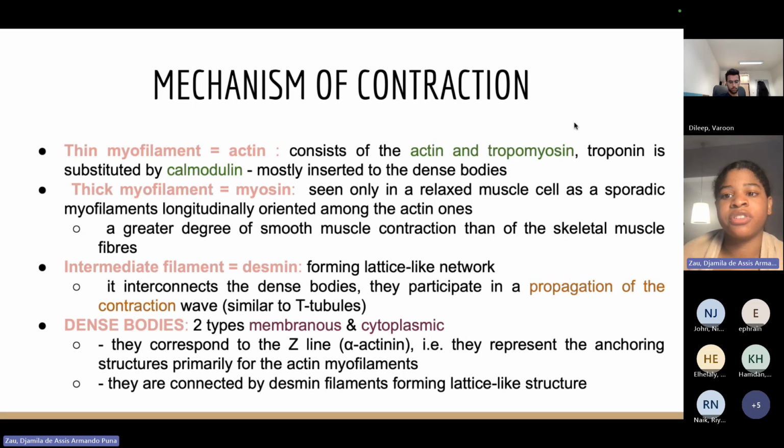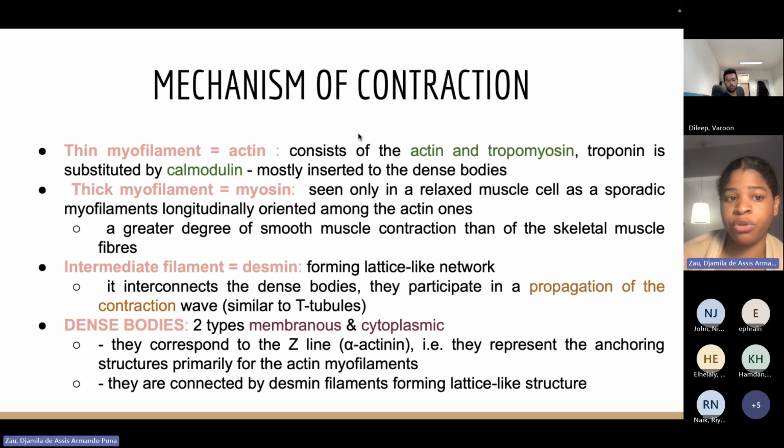So now the mechanism of contraction, it's going to be a bit similar. I have an image later to help you guys better understand, but you guys know that the thin myofilament is actin, the thick is myosin. Here, the actin will consist of actin and tropomyosin. Troponin is going to be substituted by calmodulin, and this is mostly going to be inserted into dense bodies. These are some of the differences that are important for you guys to know.